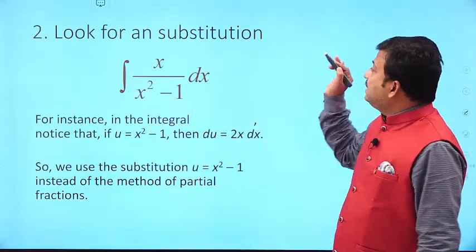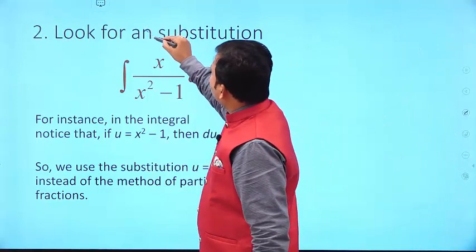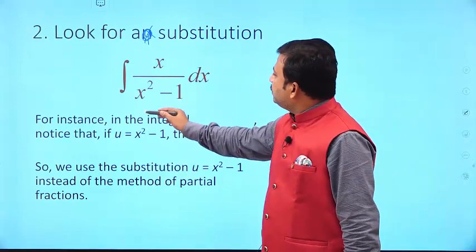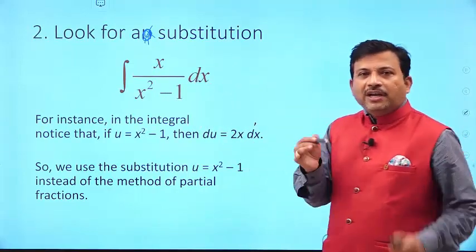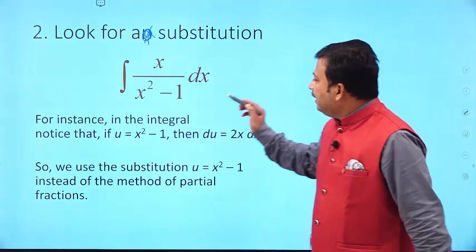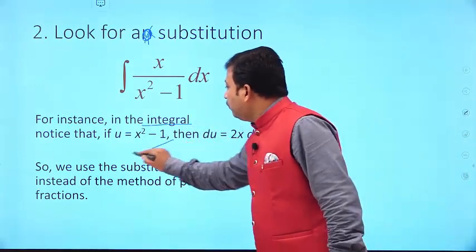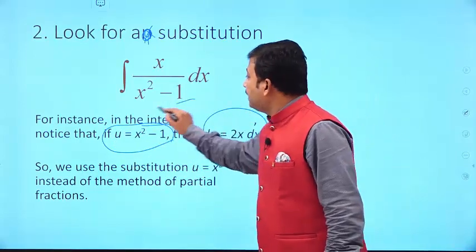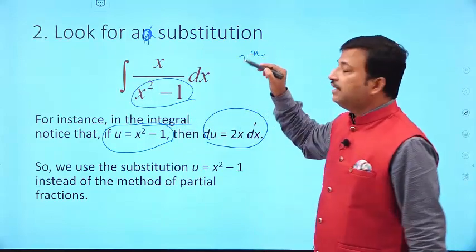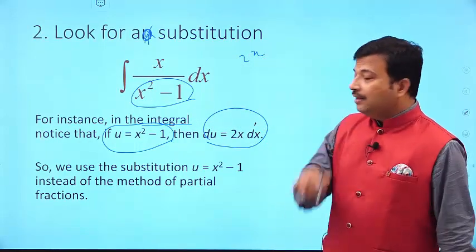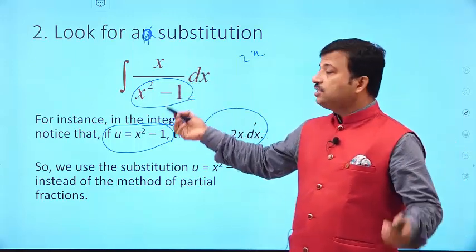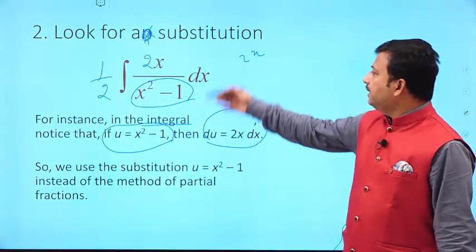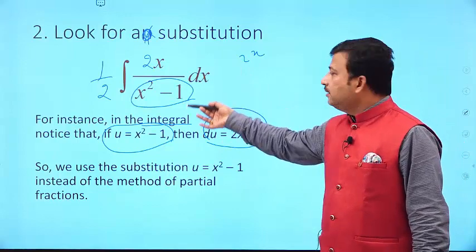Right. Second one. Look for a substitution. Right? So integration of x by x square minus 1 dx. What will you substitute? How will you substitute? See here. In this integral, notice that if u equals x square minus 1, then du equals 2x dx. So you see, derivative of x square minus 1 is how much? 2x. So it is there on the top. X is there, so constant is not a matter. If I multiply 2 here, then it will become integration over, yeah, you can do it happily.